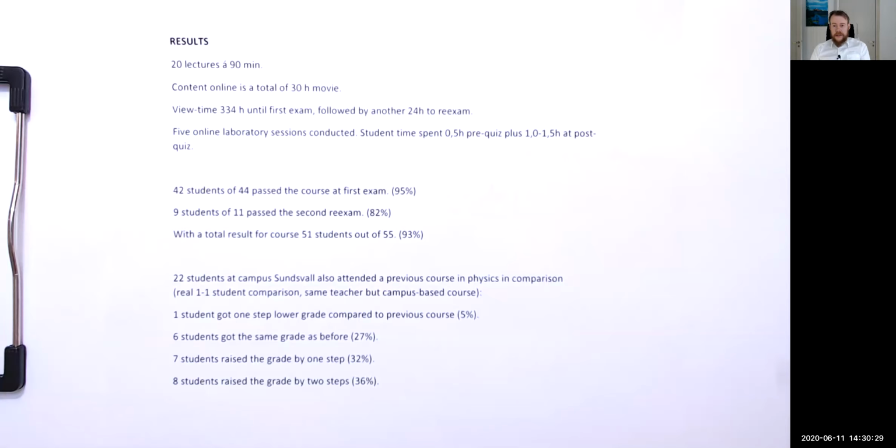For the 5 online laboratory sessions that I mentioned, the students spent half an hour each on the pre-quizzes, plus another 1 to 1.5 hours on the calculation quiz that they do after the movie. The campus-based version is conducted in 2 hours, the normal way. Here we see that they spend almost the same time. These are the median values of the population, so it's around the same kind of effort by the student.